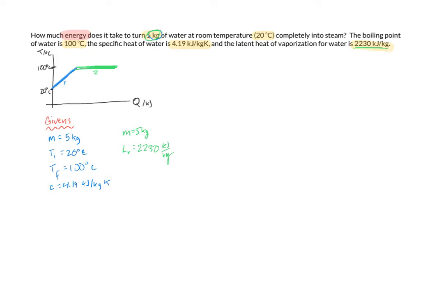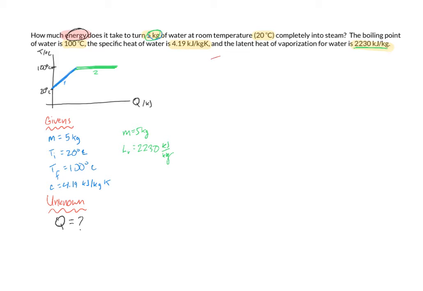So now I have all of my givens, and I'm ready to list my unknown. And again, I highlighted my unknown in red here. I'm trying to figure out how much energy it takes to transform this water into steam. So my unknown is going to be Q, which is our heat energy.